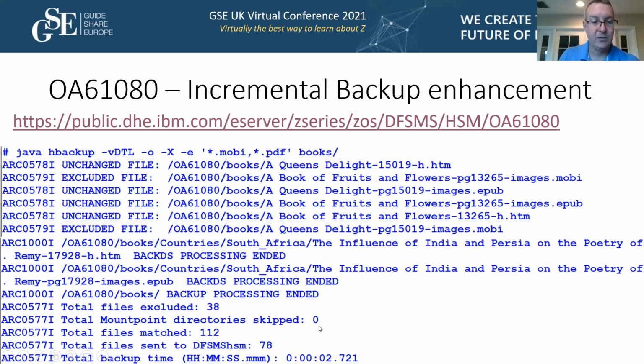There's mount points directories, because it was a -X. How many files matched, and then out of those, how many files matched. Some of them were unchanged, so they didn't get sent to HSM. So that's why the matched and files sent to HSM is 78. And all that processing to look at all those files took 2.7 seconds on my virtual machine.